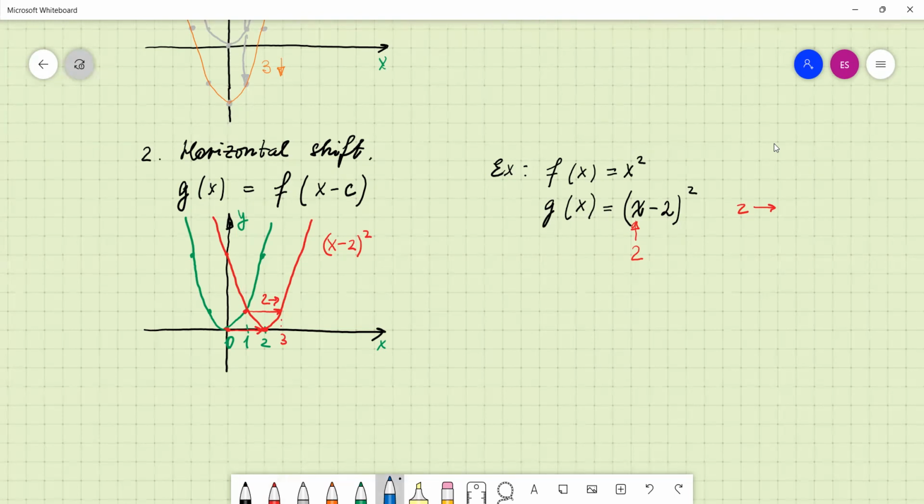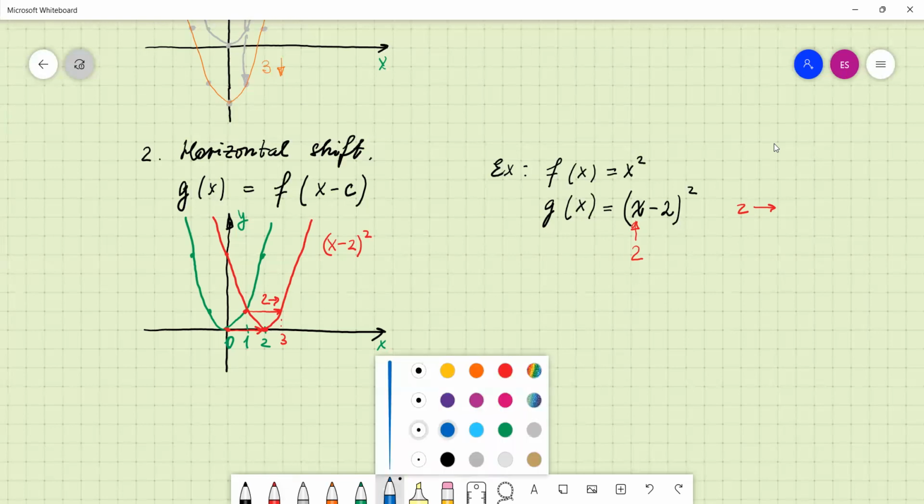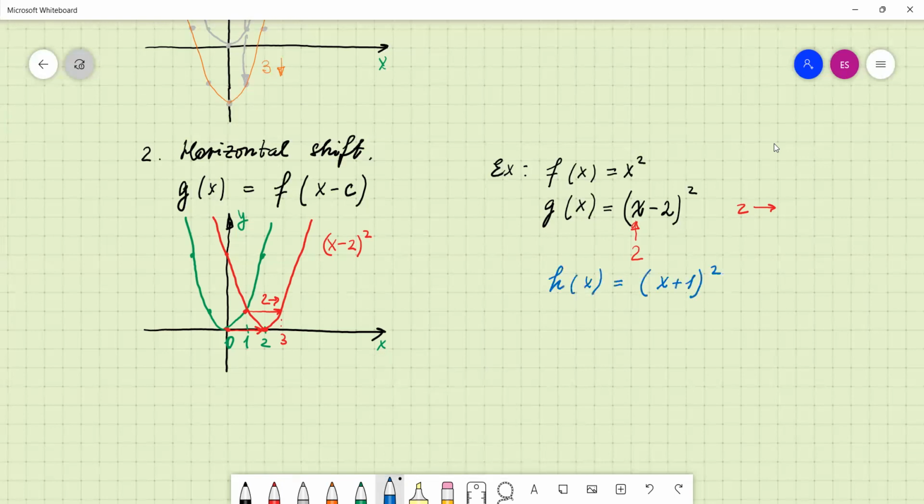Now I'm going to consider some other function, h of x, and here I'm going to have x plus 1. How is it going to look? Well, here to get 0 in the square, I'll need to put minus 1. So my shift is going to be over here, minus 1. And all other points are going to move 1 unit to the left. So I'm going to shift them 1 unit, 1 unit, and I'm just going to connect them.